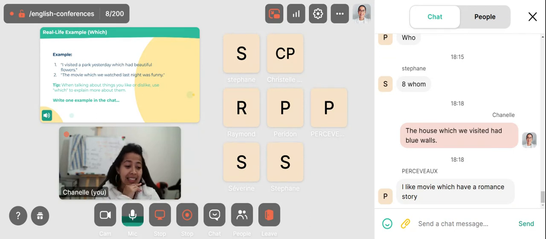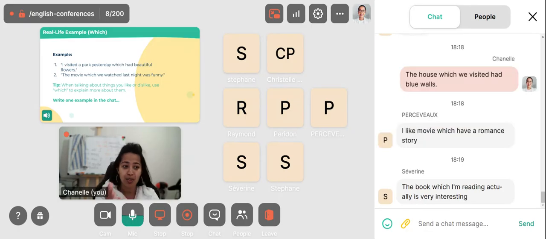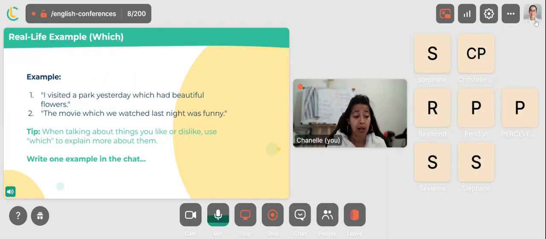I like the movie which has a romantic story. Beautiful. Yes. The book which I am reading actually is very interesting. Beautiful example. Thank you. So now you can see which kind of examples we can use with which allows us to add more information.